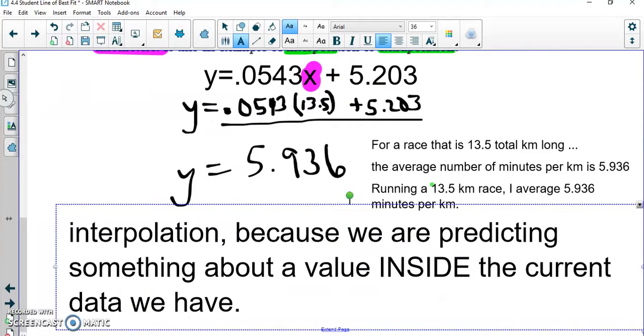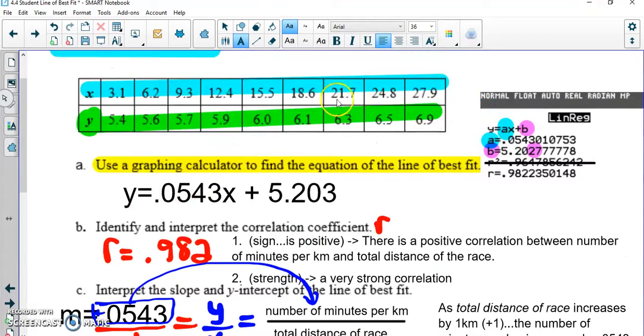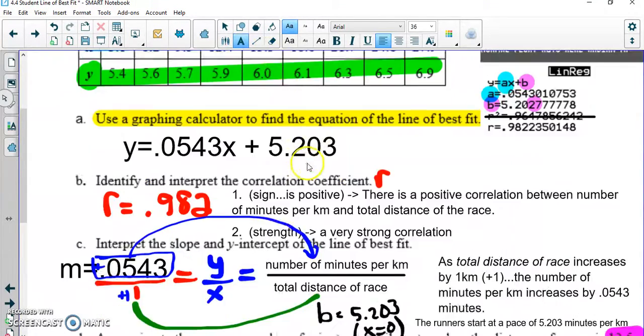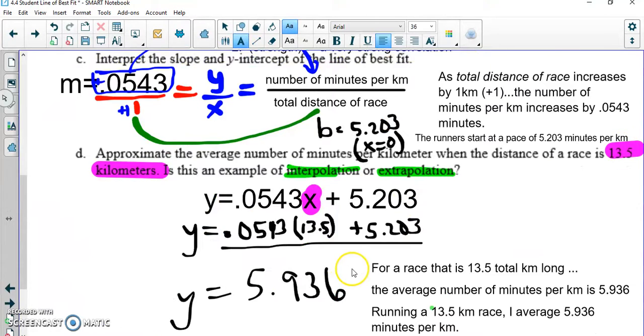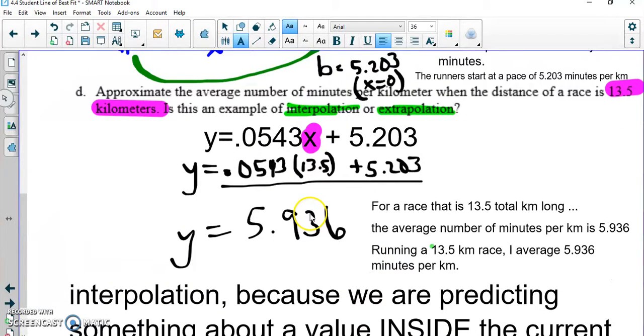If I had asked about something, let's say our biggest data point looks to be about 27.9. If I asked to make a prediction about 30 or 40, that's outside of the data. But this x value is inside of our data, so we're having interpolation.